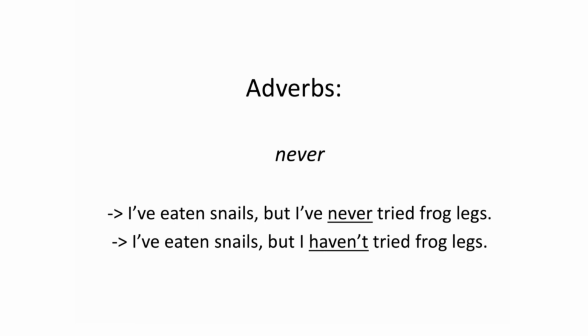Never. We use never instead of not in negative forms for emphasis. I've eaten snails, but I've never tried frog legs. I've eaten snails, but I haven't tried frog legs. Both sentences mean the same thing. They're just expressed differently. Make sure not to use never with the negative auxiliary have not, because then that would change the meaning of the sentence.